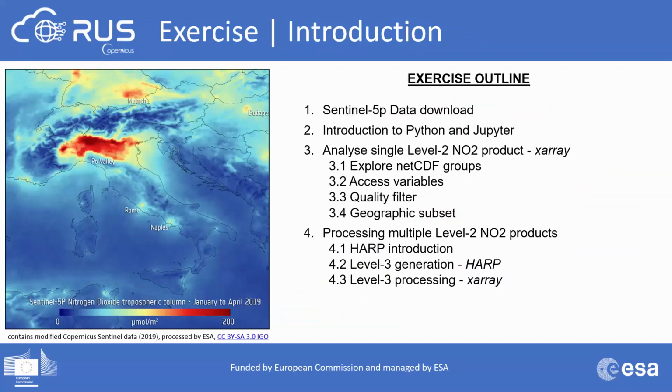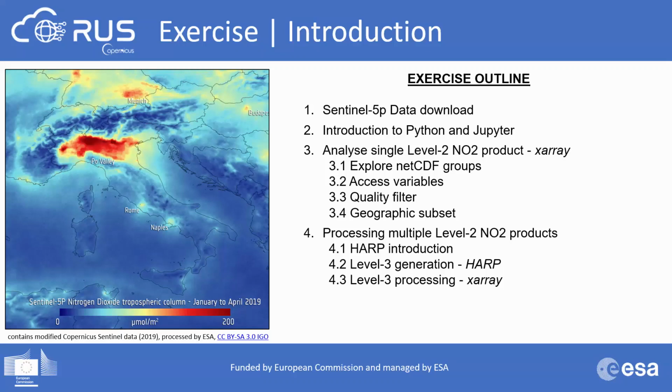Now let me give you an overview of the exercise and how we are going to do it. First of all, what I will show you during the exercise is how to download Sentinel 5P data from the Copernicus Open Access Hub. Then I will give you a very basic introduction to Python and Jupyter for those of you that don't know what Jupyter is and what Anaconda is and so on, just to put a little bit of basic information around. And then I have divided the exercise in two main points.